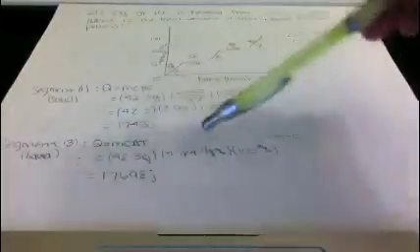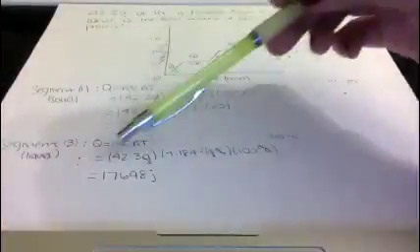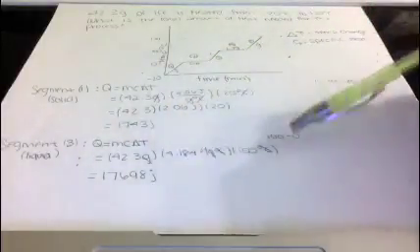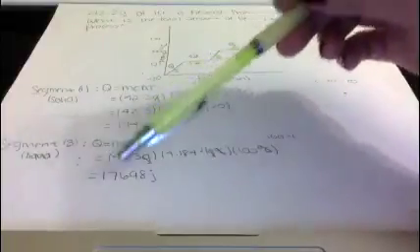You cancel out the grams, you cancel out the Celsius, and you're left with 42.3 times 4.18 joules times 100, which equals 17,698 joules.